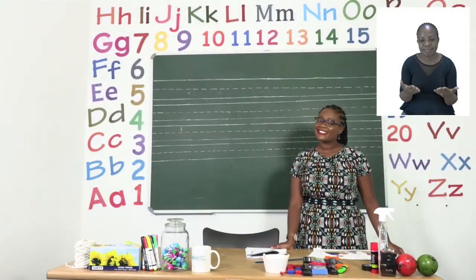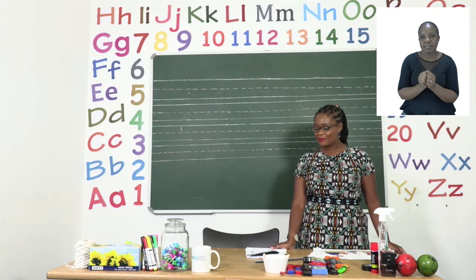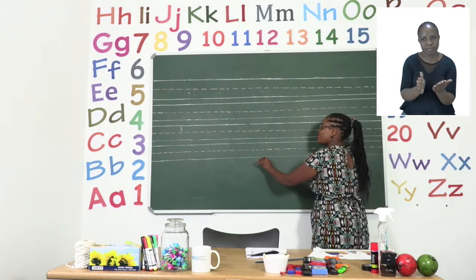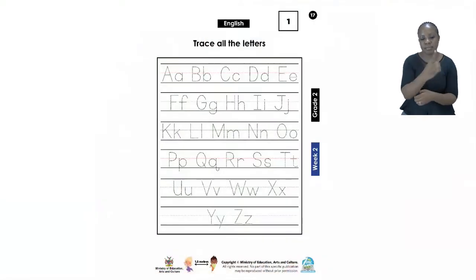Our first lesson for today is going to be found on page 17. On page 17, you can see that we have the letters of the alphabet. We are going to learn how to trace each one correctly. Remember, it's not always about getting the answer correct. It is also about making sure your work is neat. So we need to practice tracing all the letters. Let's take a look at the board.